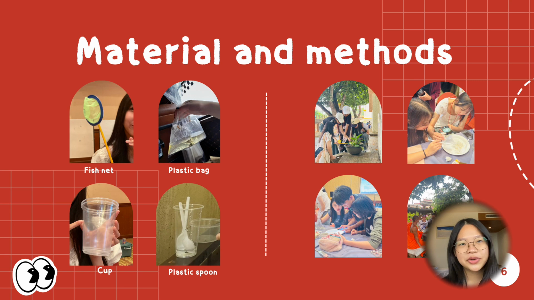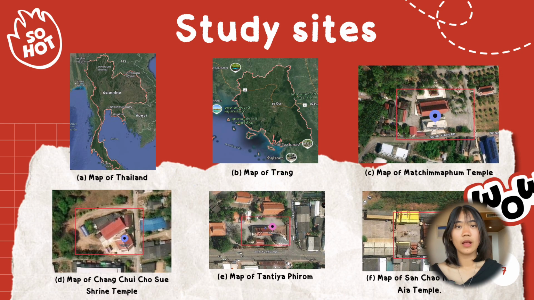And these are the materials that we use for our observation. First is a fish net, plastic bag, cup, and plastic spoon. The survey begins with visits to Thai and Chinese temples in Trang province, where all natural water sources and containers, both with and without water, are inspected. The presence or absence of lids is noted to assess potential mosquito breeding sites.